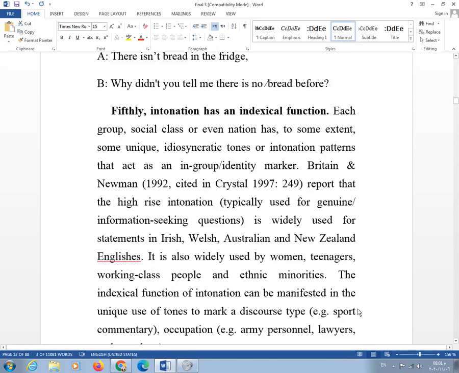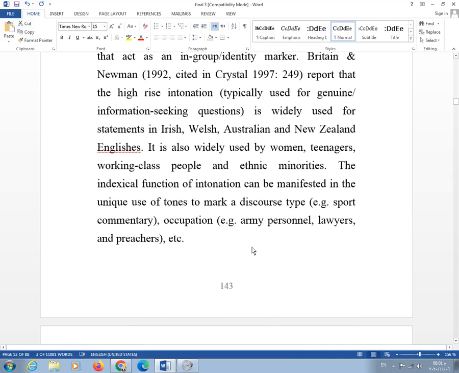And here we find that this is a very important function of intonation, which is an indexical function, indicating a lot about our occupation, indicating a lot about even the discourse type, whether what we hear is sport commentary or news bulletin, etc. Also occupation, some army personnel or lawyers or preachers, so they use intonation in a particular way in order to show their profession and their jobs and so on.